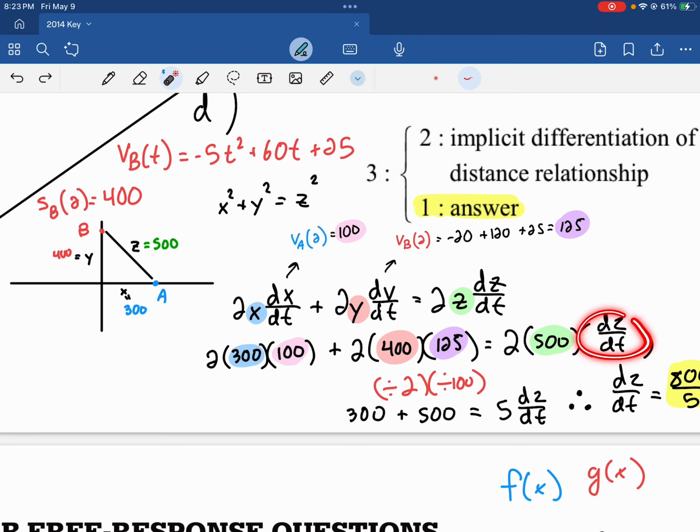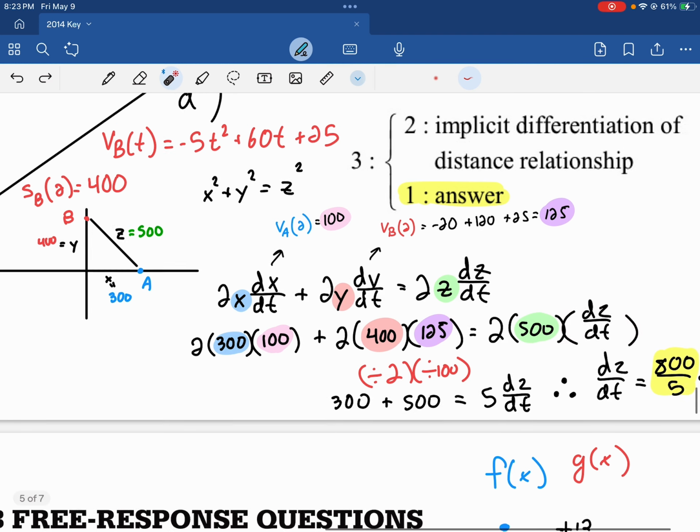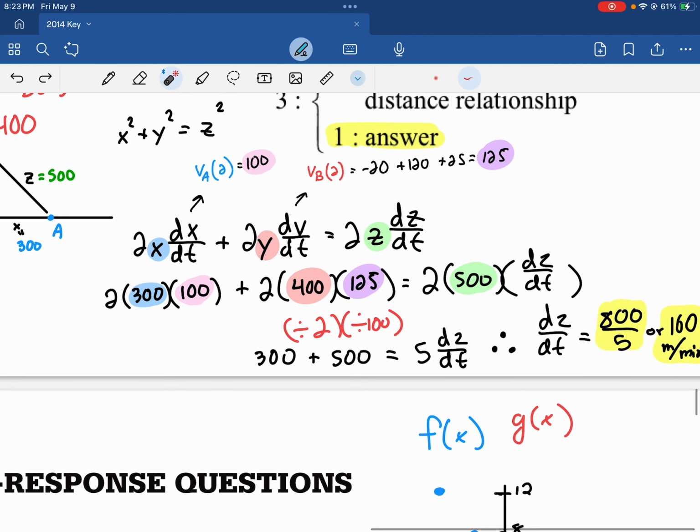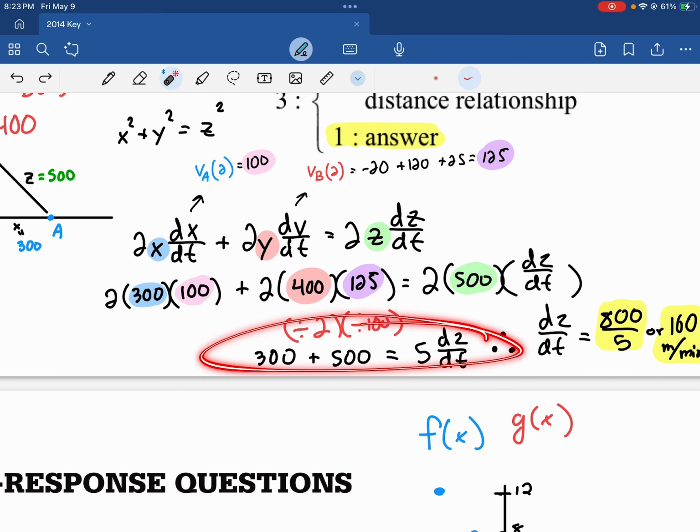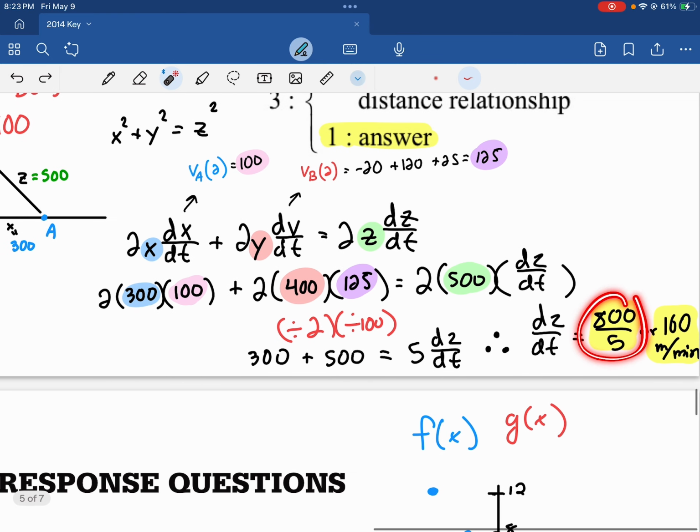From here, I just want to solve for dz/dt. I would recommend, and you don't have to do this, but if you notice everything is divisible by 2 and everything is divisible by 100, you can just divide both sides of the equation by 2 and by 100, and it gets you a 300 here, a 500 here, and this just simplifies to 5. Very nicely. This is a lot easier for me to work with. Again, you can write your fraction as 800 divided by 5, or if you know to simplify that, you can.